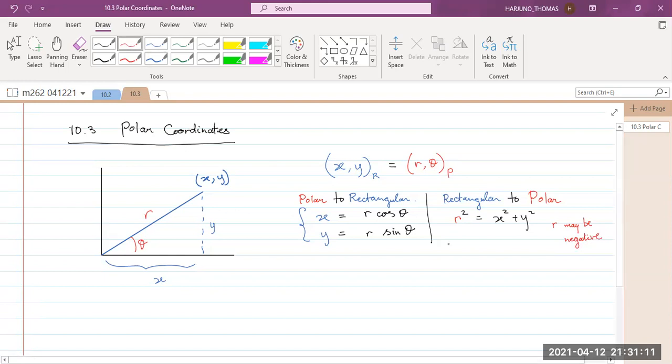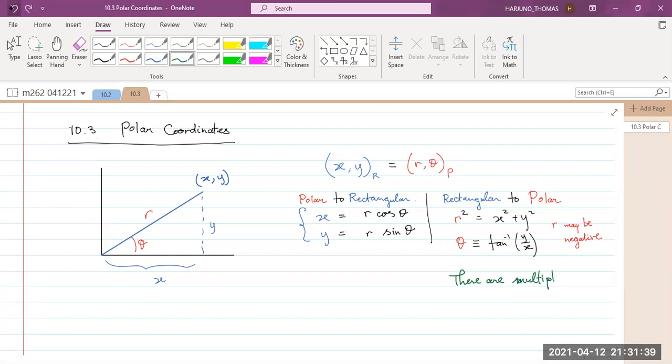How about the theta? The theta is equivalent but not necessarily equal to tangent inverse of y over x. Okay. The problem is actually here. There are multiple r, theta for the same x, y.